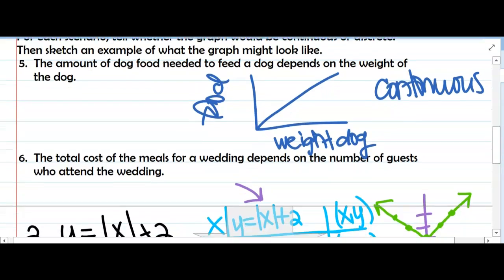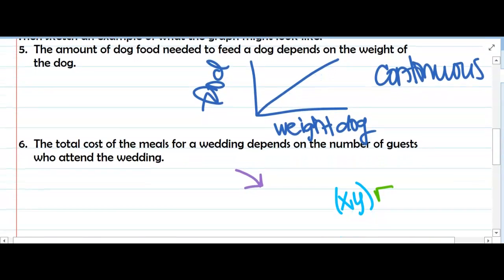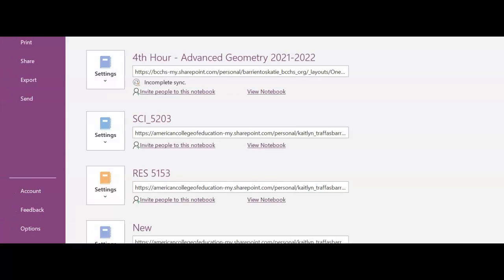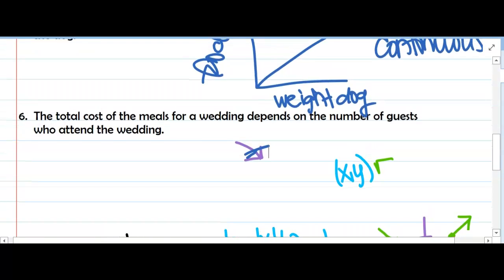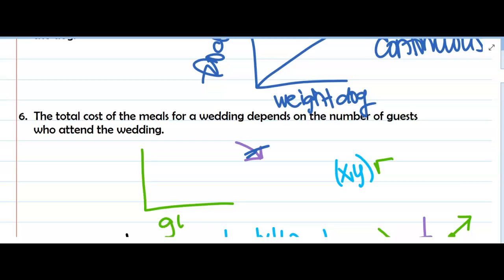Okay, now this other one is talking about something that I'm going to be doing this coming weekend. Not myself, but my brother-in-law, talking about a wedding. This is talking about the cost of meals for a wedding depends on the number of guests that attend the wedding. Once again, we're going to draw our little graph here, and along the bottom is how many guests are going to be here, and up this side is going to be the cost. In general, the more guests, the more the cost is going to be.